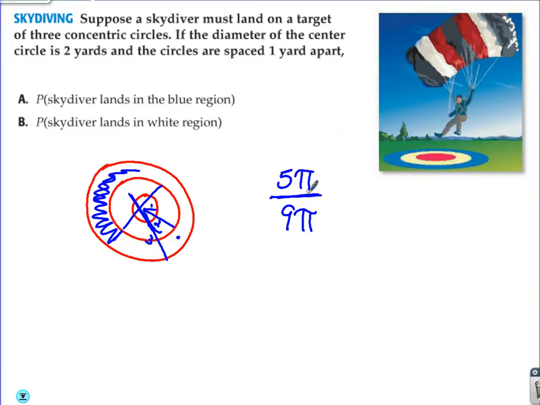So the probability that he's going to land in the blue ring will be 5/9. If you change that to a decimal, that's exactly 0.5 repeating, which is going to be 55.5 repeating percent.